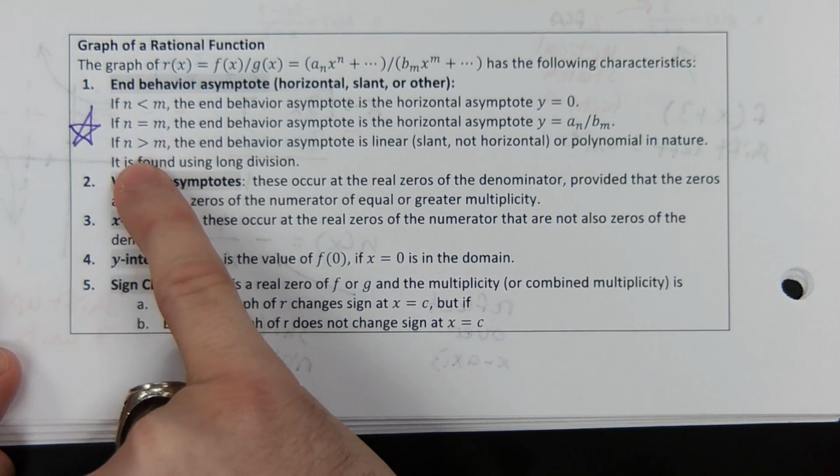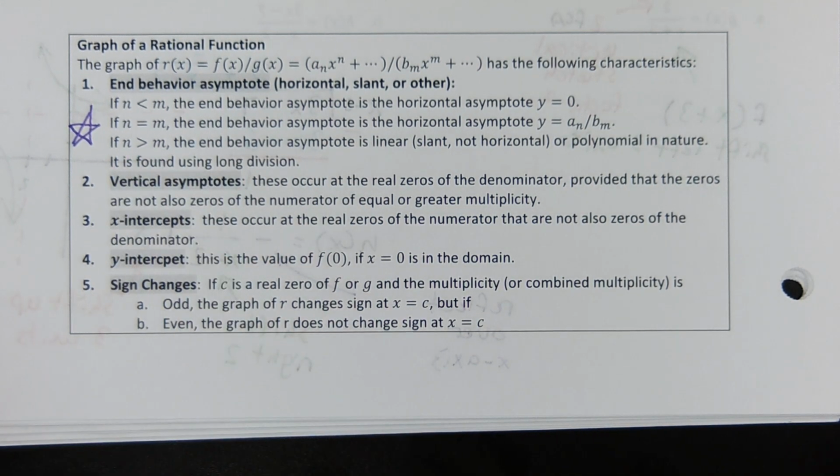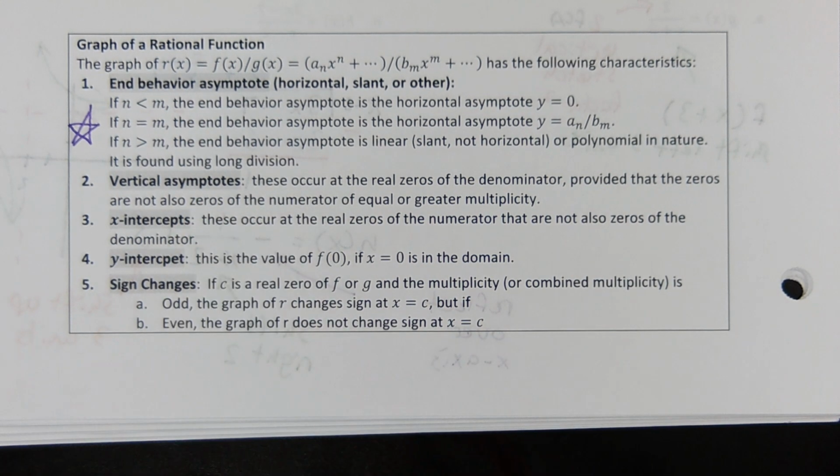However, if the degree of the numerator is larger than the degree of the denominator, we're dealing with some kind of other end behavior asymptote. It could be slanted, meaning a linear equation with a slope and a y-intercept, or it could be a quadratic or a cubic and so on and so forth. Okay? Okay. Vertical asymptotes are anywhere you try to divide by 0 that doesn't cancel out.